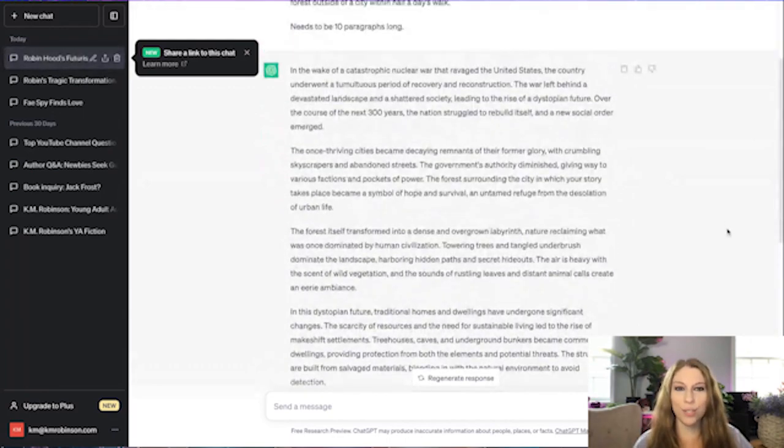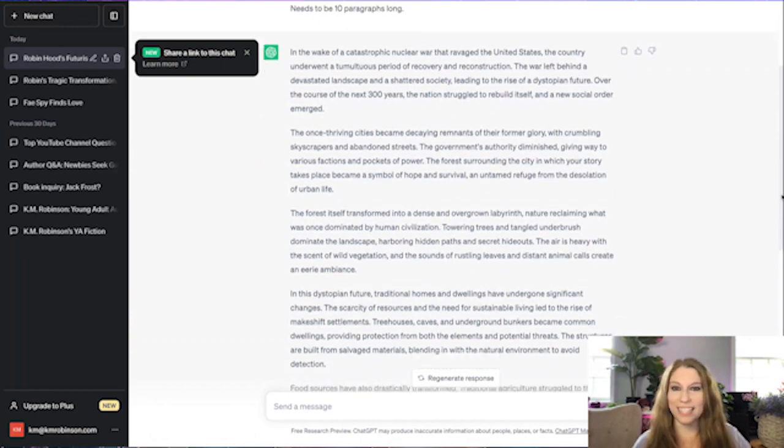In the wake of a catastrophic nuclear war that ravaged the United States, the country underwent a tumultuous period of recovery and reconstruction. The war left behind a devastated landscape and shattered society, leading to the rise of a dystopian future. Over the course of the next 300 years, the nation struggled to rebuild itself, and a new social order emerged. Okay, we're in vibe with our dystopians here.